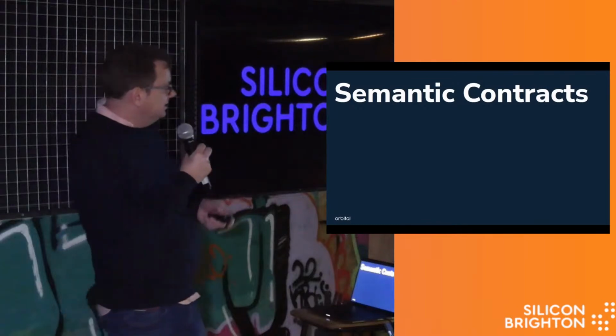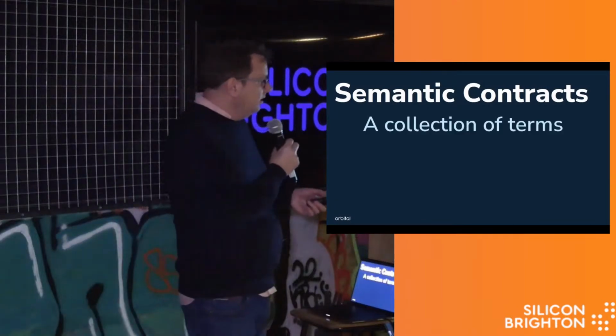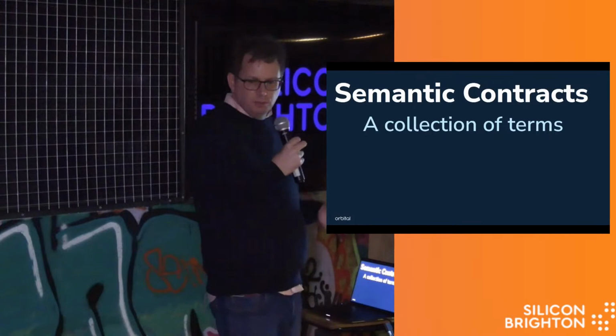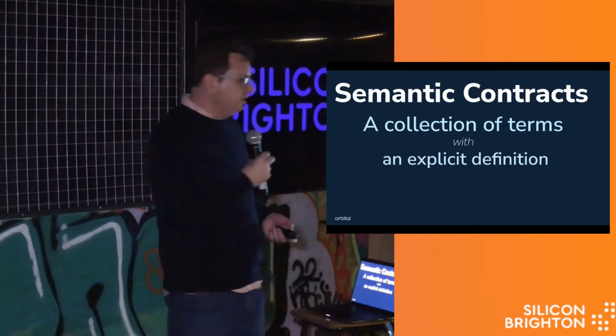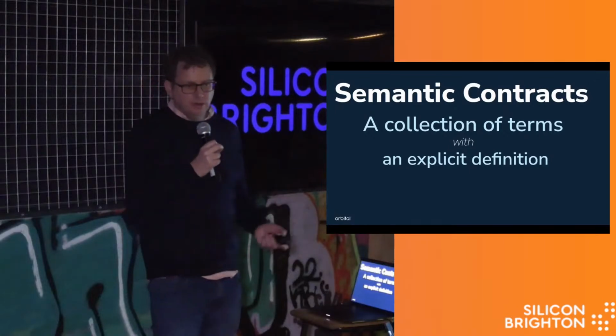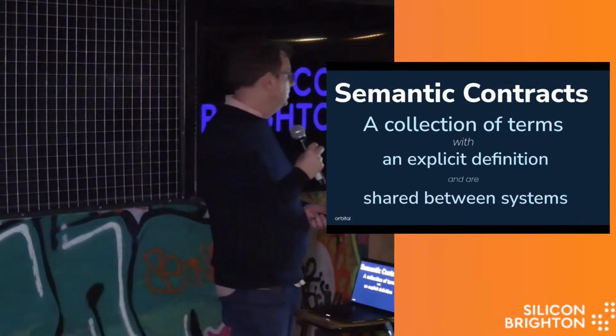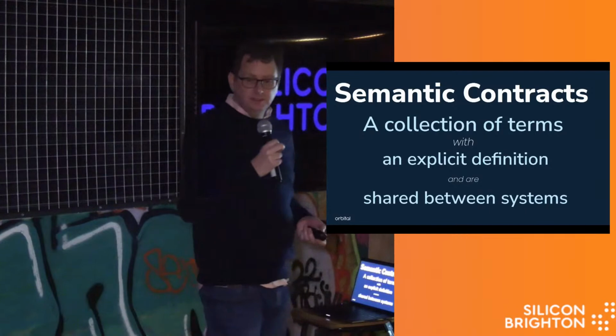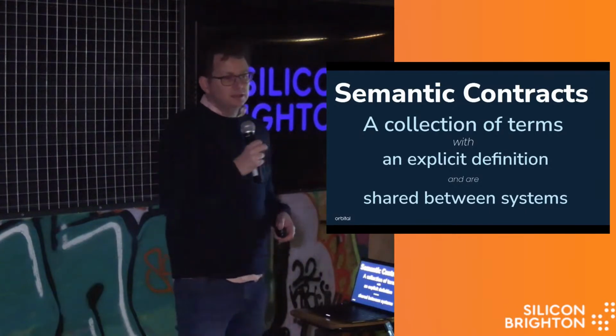So that leads us into semantic contracts. What are they? Well, they're a collection of terms. There's small scalar terms with a real clear, explicit definition. We've defined them with the same level of rigor as we define our classes. And they're shared between systems. They're designed to be shared, right?